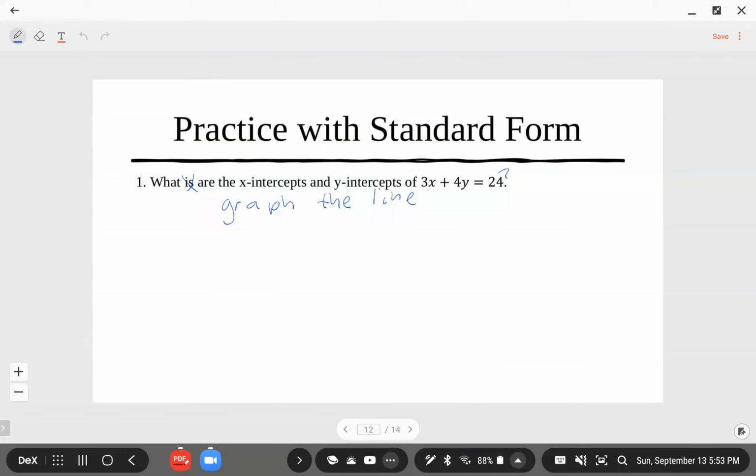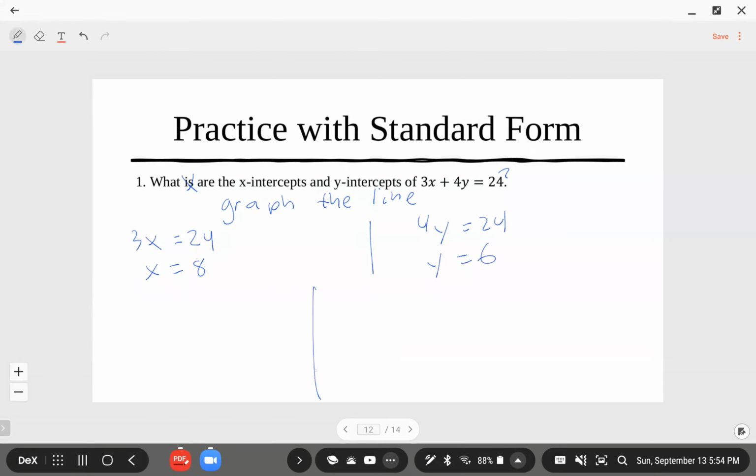Remember, the x-intercept is just plug in a 0 for the y, right? So we don't need to worry about the y when we're talking about the x-intercept. So you just do 3x equals 24, and x equals 8. Okay? So for the y, we don't need to worry about the x. For y, 4y equals 24, y equals 6. Okay, y equals 6. And then, remember, don't forget to graph the line.